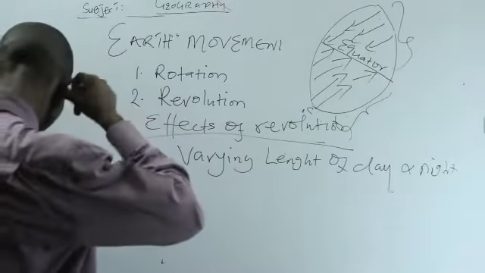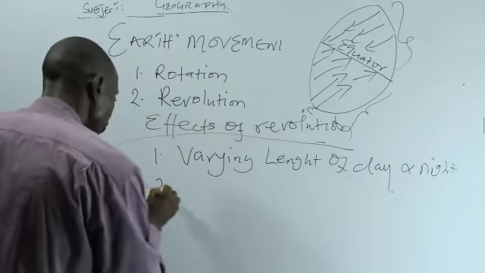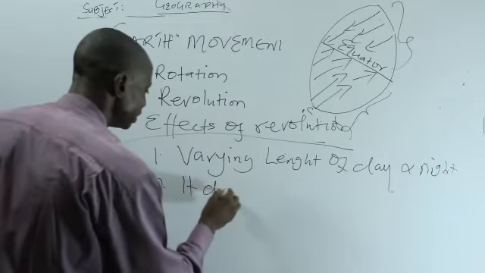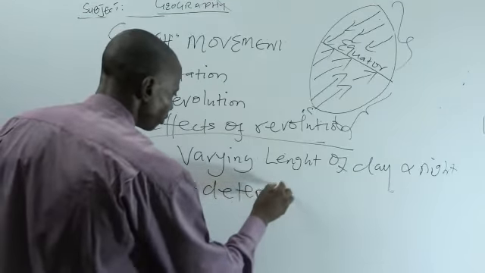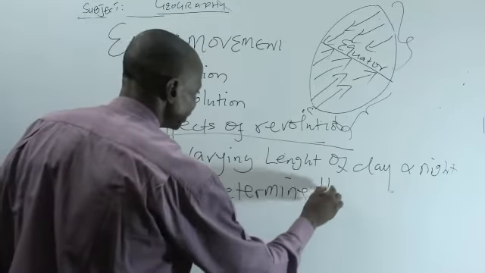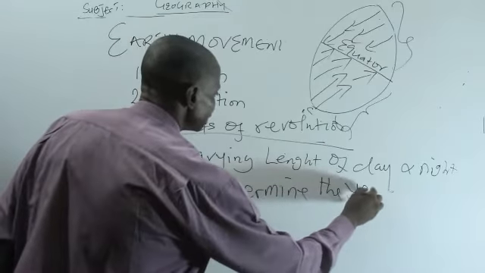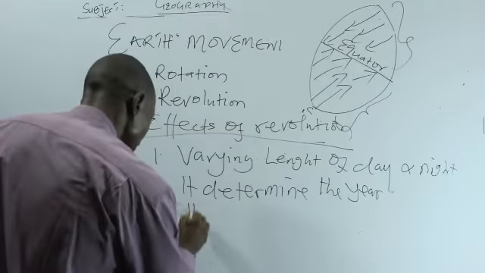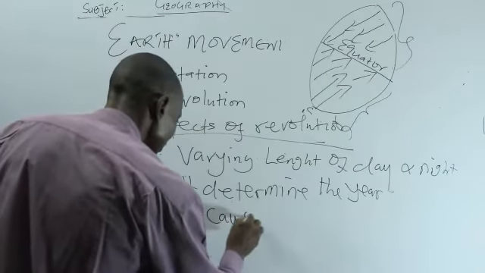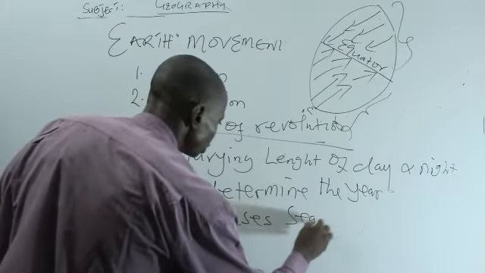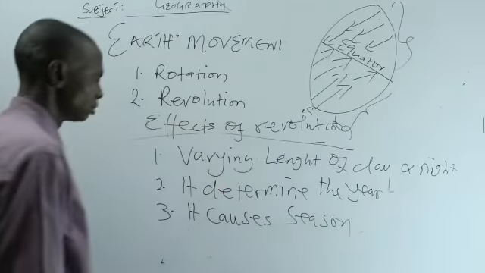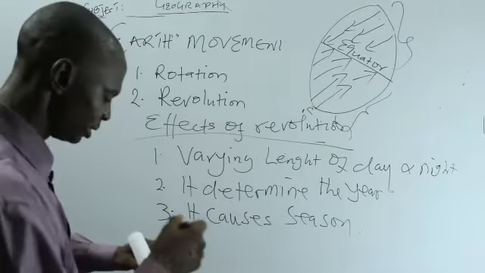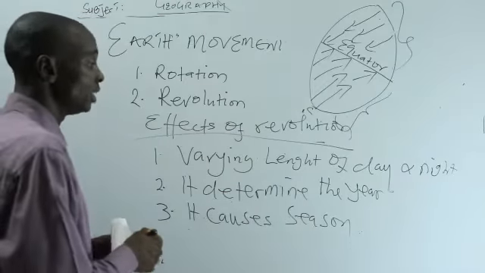Varying length of day and night. Number two, it determines the year. Number three, it causes seasons. It determines the year. Varying length of day and night.